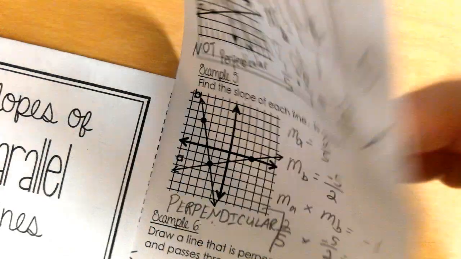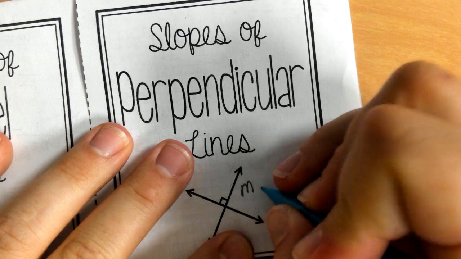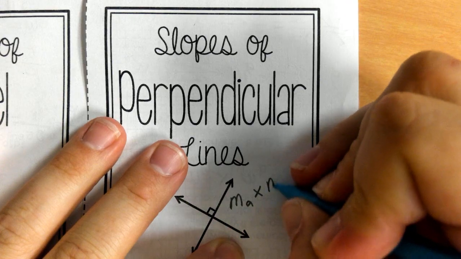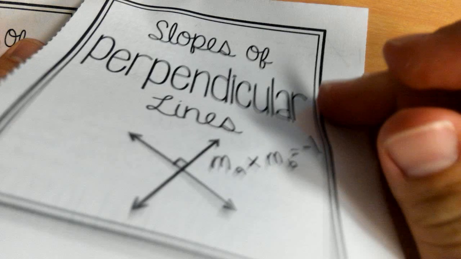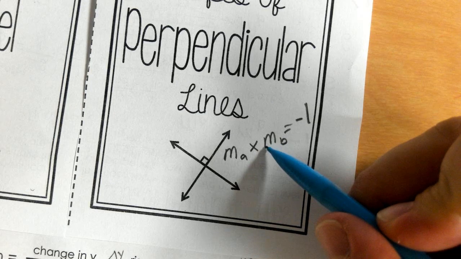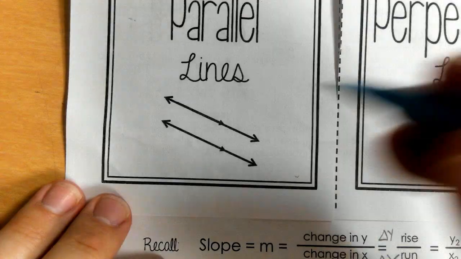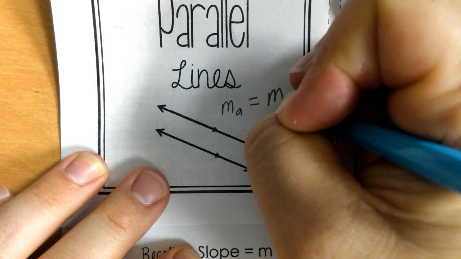So in essence, for perpendicular lines, slope of A times slope of B equals negative 1. Over here, for parallel lines, the slope of A must equal the slope of B.